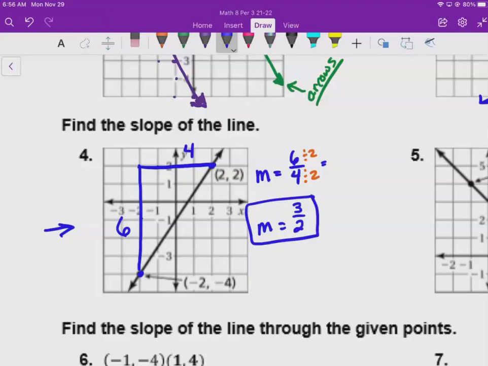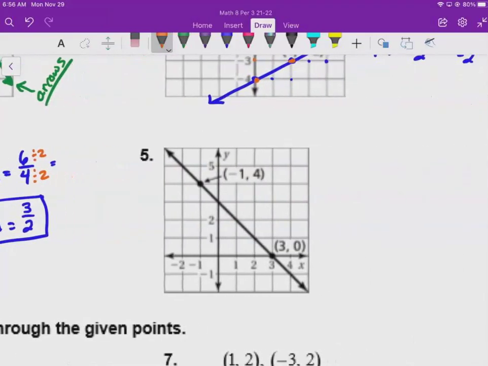And I can go check and make sure by going 1, 2, 3, 1, 2. Am I on the line still? Yep. And then from there, 1, 2, 3, 1, 2. On the line still. Okay, this guy.